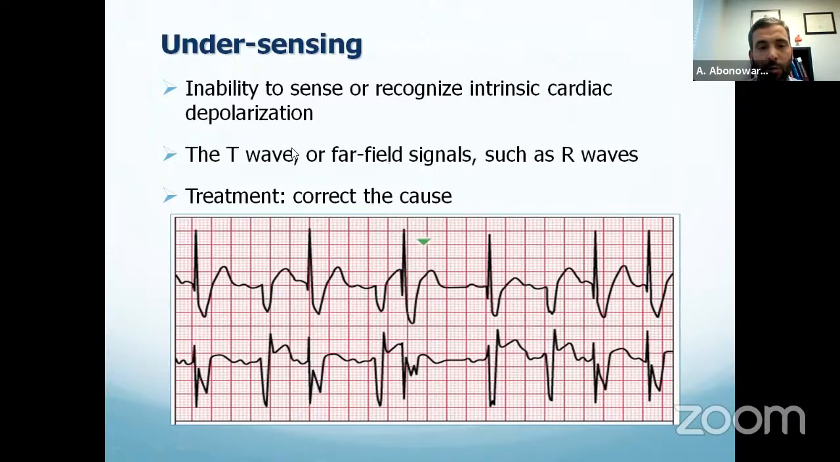And here, for example, because of the T wave or something called far field signals, sometimes oversensing can occur, and undersensing and over pacing, where the pacemaker spikes are in positions where they're not supposed to be. Again, you need to interrogate the pacemaker and see the R wave and how big the sensing is. Then you decide, based on the threshold, if anything needs to be done, and also do an X-ray to make sure the lead is in a good position.